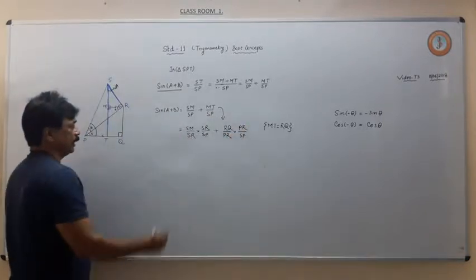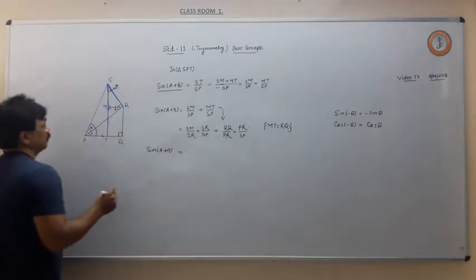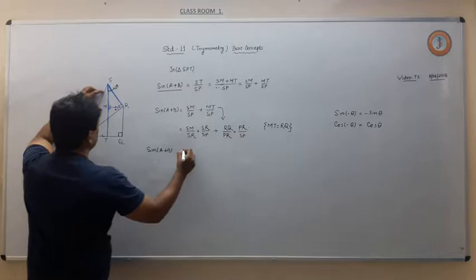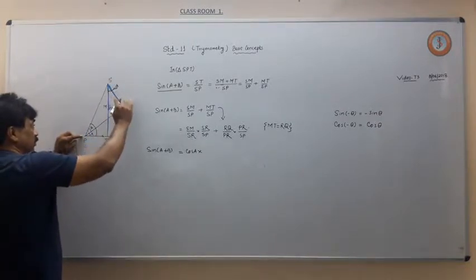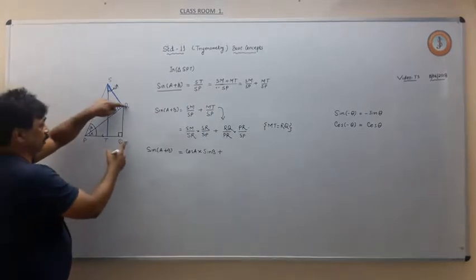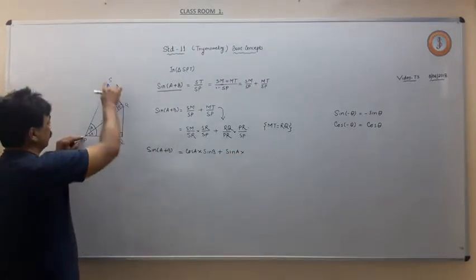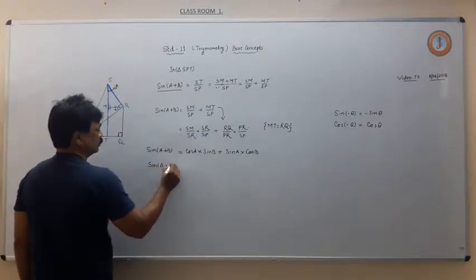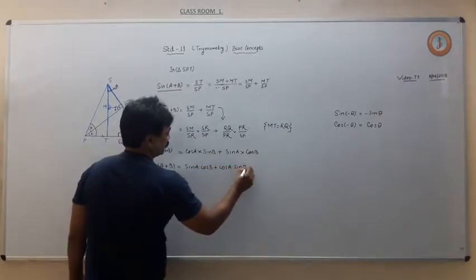Now let's find out what SM by SR becomes. For angle A in triangle SMR, it is adjacent by hypotenuse, so it will be cos A, into SR by SP. Now in this triangle, taking angle B, SR is opposite and SP is hypotenuse, so that becomes sine B, plus RQ by PR is sine A, and PR by SP is cos B. So finally I rearrange so that our tongue gets used to this: sin A cos B plus cos A sin B.